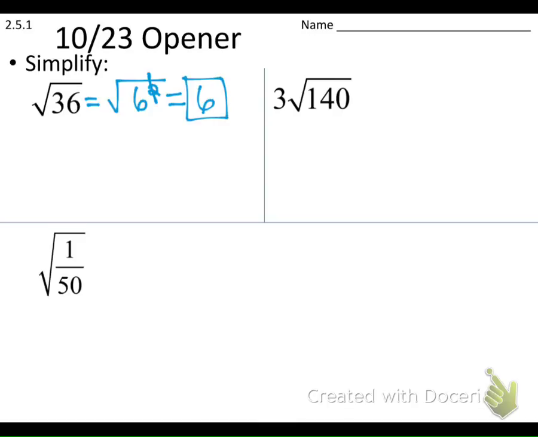Now, when we get to 3 square root of 140, we want to go ahead and put this square root in simplest form. 140 is not a perfect square. So we're going to have to go ahead and factor it here. So what two numbers can I multiply together to get 140, Darius? 20 and 7. Then 2 and 10, then 5 and 6.